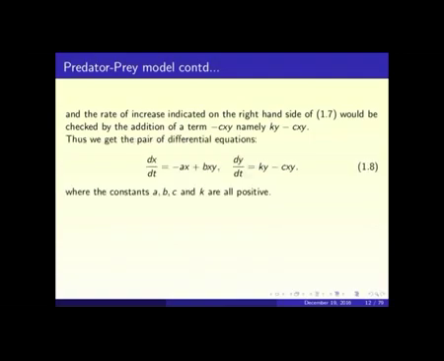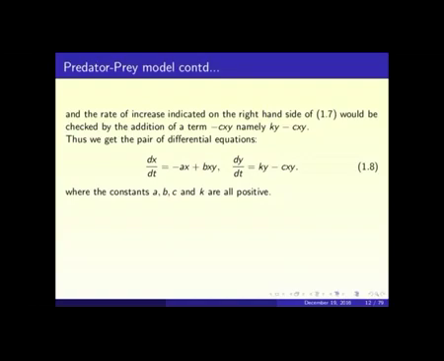And so the modified system of equations will be dx by dt equals minus ax plus bxy, dy by dt equal to ky minus cxy. You get a pair of differential equations 1.8. Constants a, b, c and k are all positive. Now at this juncture you might ask, why did I put a plus bxy and a minus cxy? Why this quadratic term xy? Why not x squared y? Why not xy squared? Well, these are models and they are not accurate models, first of all.